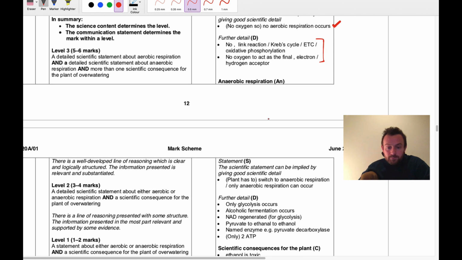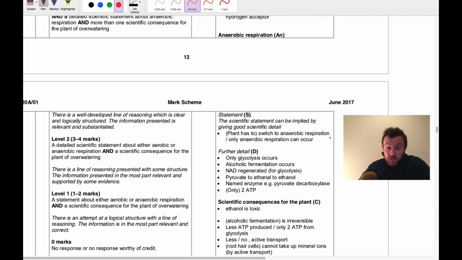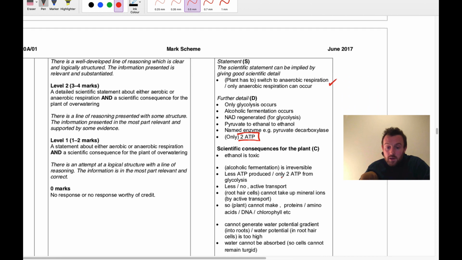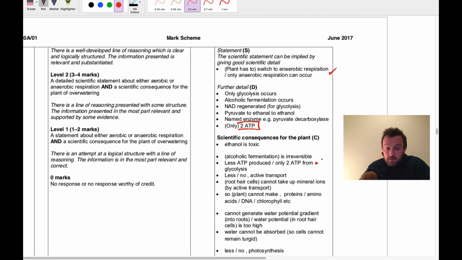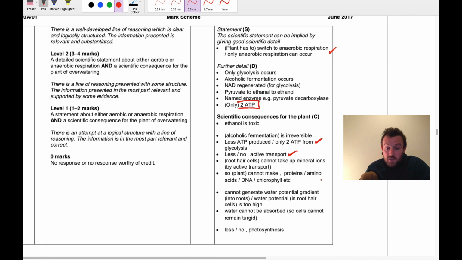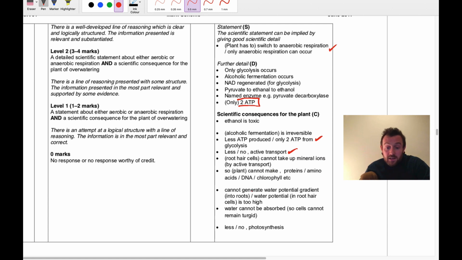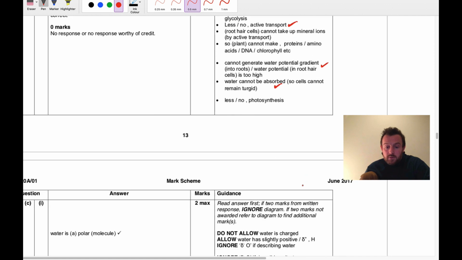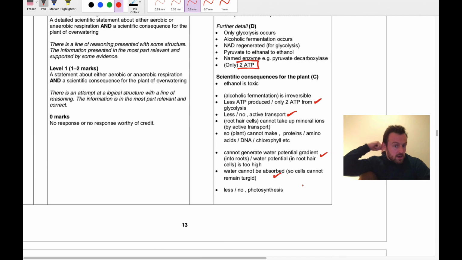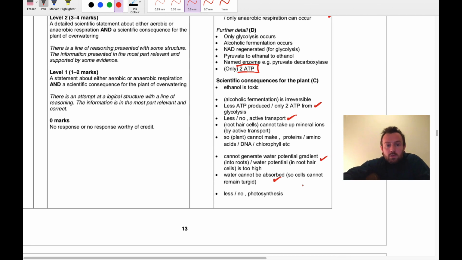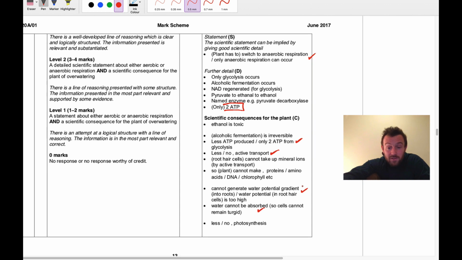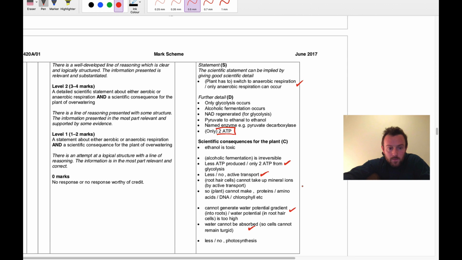In anaerobic respiration, the plant has to switch to anaerobic respiration and there's less ATP produced. Less ATP produced, so no active transport, cannot take up mineral ions, so cannot generate a water potential gradient. So this is less root pressure and actually weirdly less water can be absorbed. So less water gets into the plant, weirdly. Okay, so my class could probably have got 4 or 5 out of 6 there, but I know we haven't covered respiration yet, but we will.